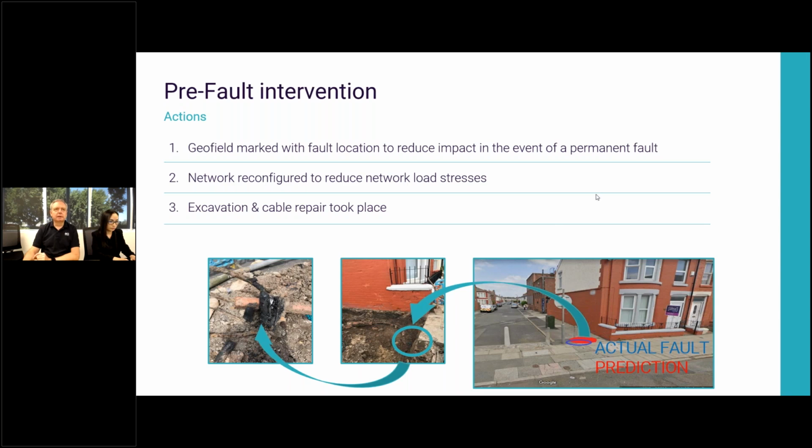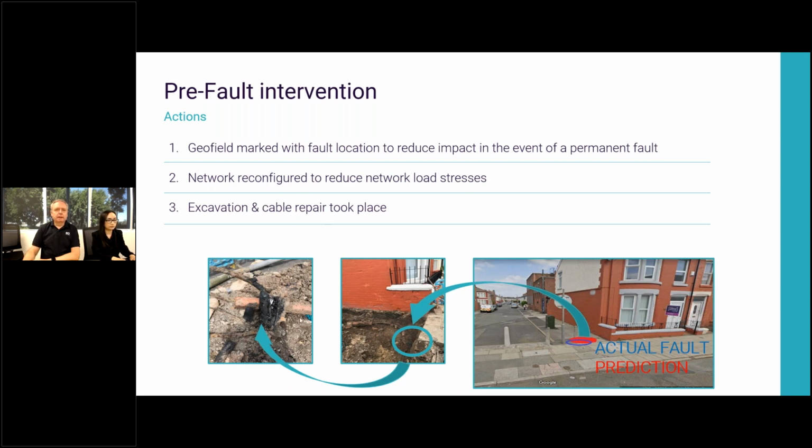In this instance, the electrical diagram was marked, the geofield was marked with a fault location, so that they could reduce the impact in the event of a permanent fault. So they knew if the permanent fault occurred, where to go and where the likely source of it was, in those 2 locations that we showed on the previous slide. And we can also, of course, reconfigure the network, so as to reduce the network load stresses and potentially the number of outages that we have.